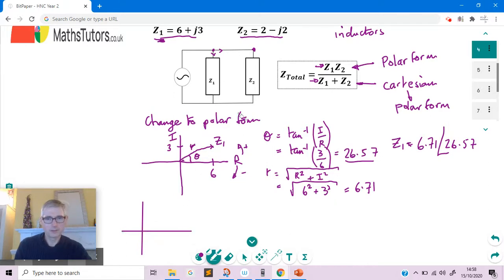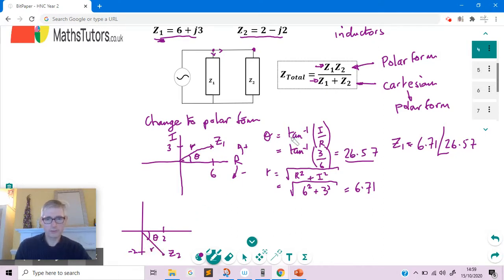So that's going to be 2 and minus 2. So it goes across by 2 and down by 2. So that would be what our Z2 would look like. That would be there. And what I'm interested in is working out this angle, theta, and this length, r.